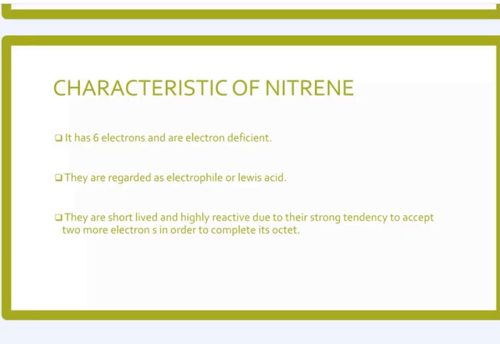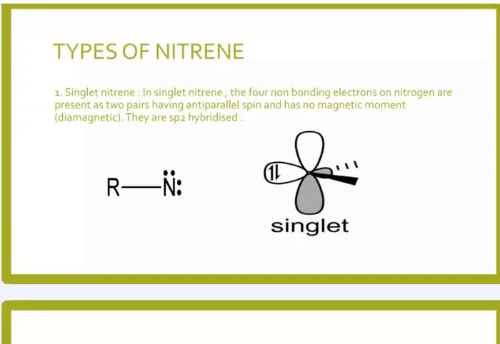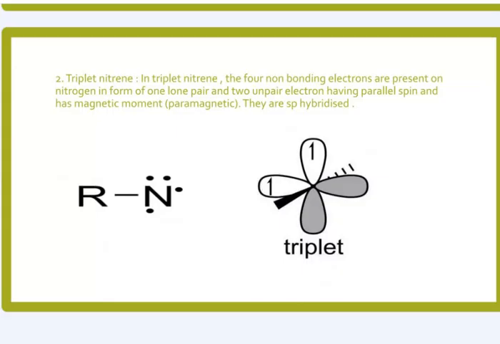Now types of nitrene. Singlet nitrene. In singlet nitrene, the 4 non-bonding electrons on nitrogen are present as 2 pairs having antiparallel spin and have no magnetic moment. Diamagnetic, they are sp2 hybridized. You can see the situations of nitrogen. So triplet nitrene, in triplet nitrene, the 4 non-bonding electrons on nitrogen are present as 1 lone pair and 2 unpaired electrons having parallel spin and have magnetic moment, paramagnetic, and they are sp hybridized.